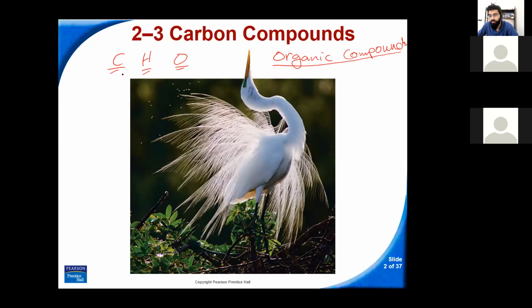Organic compounds are compounds mainly made of carbon. You would find that carbon is the main element found in these compounds, so we call them organic compounds or carbon compounds. It doesn't mean it's made of only carbon, no, but mainly carbon. It has much carbon, you understand?